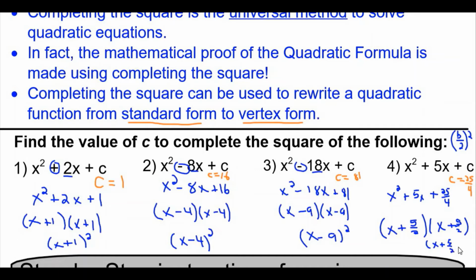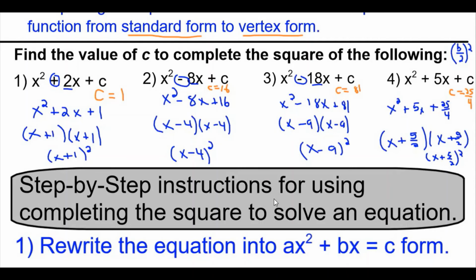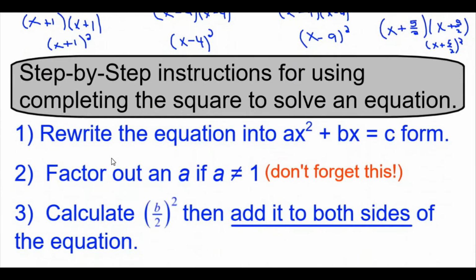So now that we've seen how to make a perfect square, let's go over the steps of how to actually use it to solve something. And this is where we'd really want to take some notes. So, step-by-step instructions for solving an equation by completing the square. First thing you're going to do is rewrite the equation into ax squared plus bx equals c. You actually want the constant over here and not 0. So if you set it equal to 0, you can just move it over. You're always going to factor out an a if a does not equal 1. That is extremely important, and you'll see an example of that in just a minute. If you don't, the equation won't be balanced, and obviously if an equation is not balanced, it can't be correct.